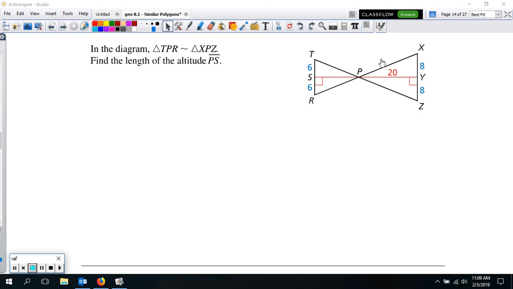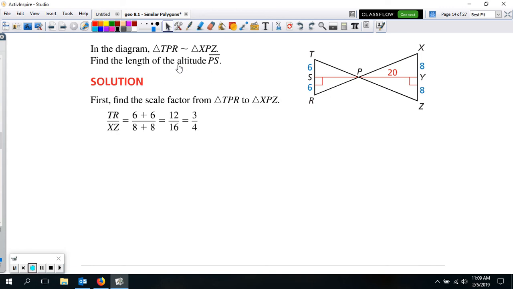So the first thing we're going to want to do is figure out the scale factor of these two similar triangles. And so to do that, we're going to be adding up. So this side here, 6 plus 6 would give us 12 for the top of TR, and then 8 and 8 would make 16 for the bottom. And we could just simplify 12/16 to 3/4. So there's the scale factor of these two triangles.